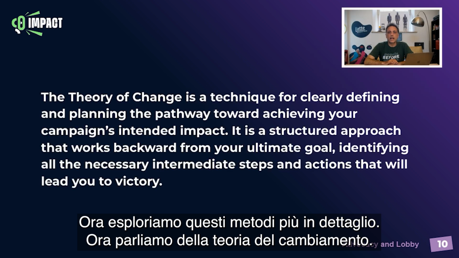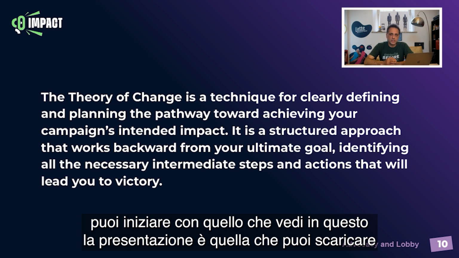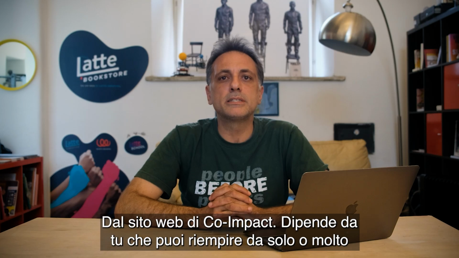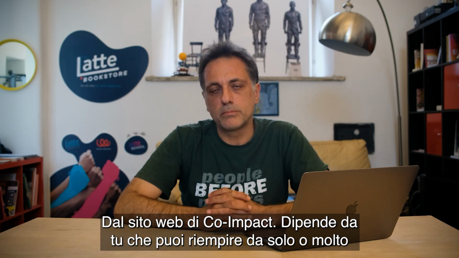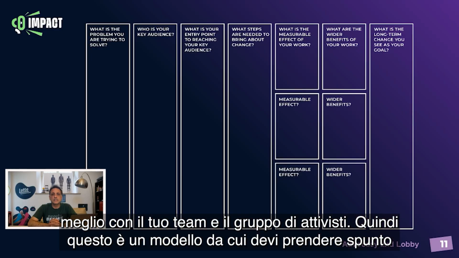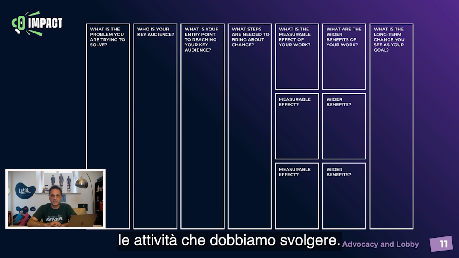Now, let's talk about theory of change. This is one of the most important tools, and there are lots of templates you can start with. The one you see in this presentation is the one that you can download from the Co-Impact website. It's something that you can fill in alone or, much better, with your team and group of activists. So this is a template that you need to think about from right to left. So we start from the end of the story and we go backwards to find the activities that we need to do.